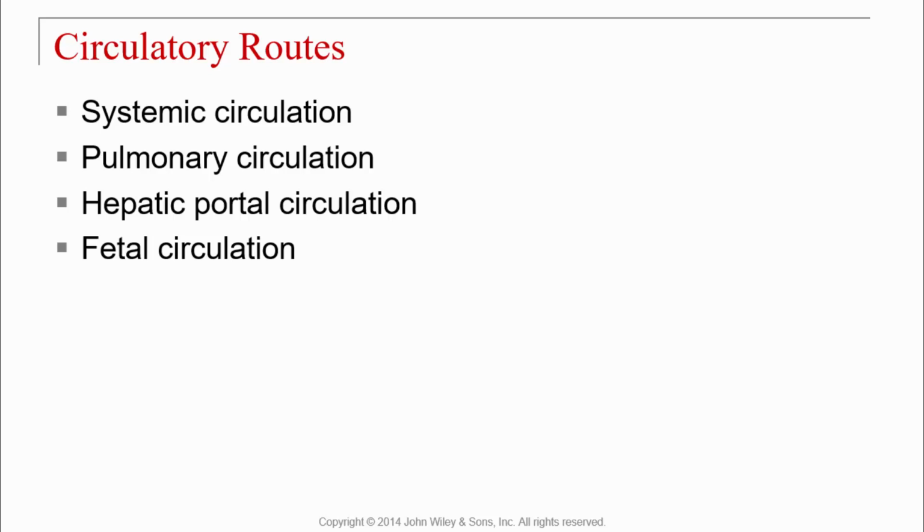In this lecture, we're going to look at the different circulatory routes. We have the systemic circulation, the pulmonary circulation, the hepatic portal circulation, and finally the fetal circulation.